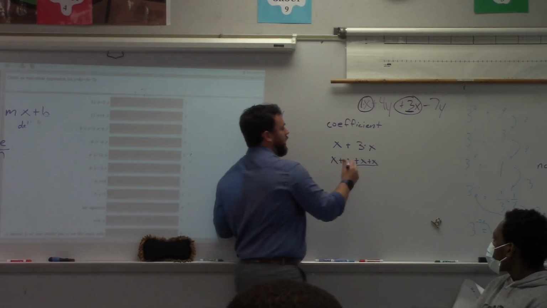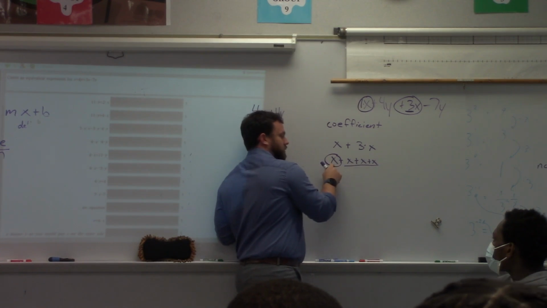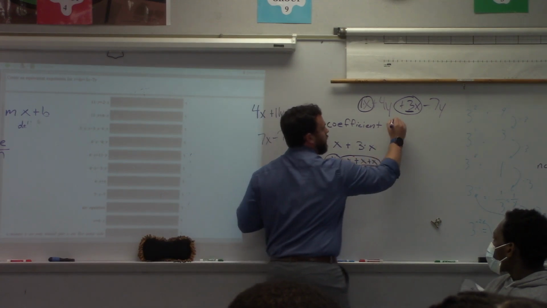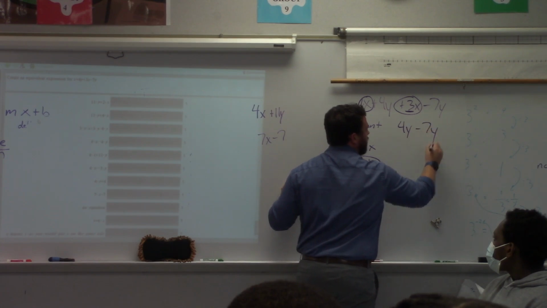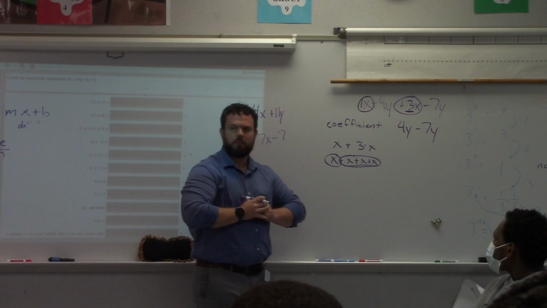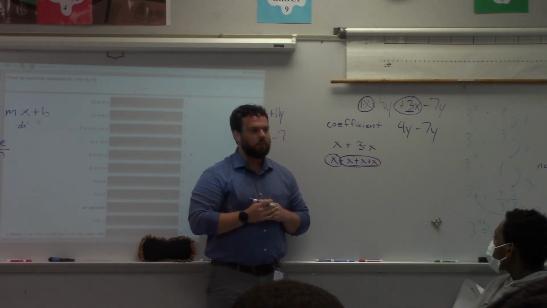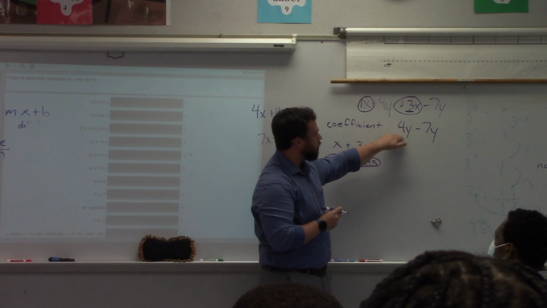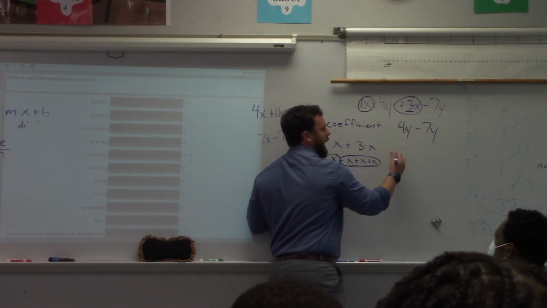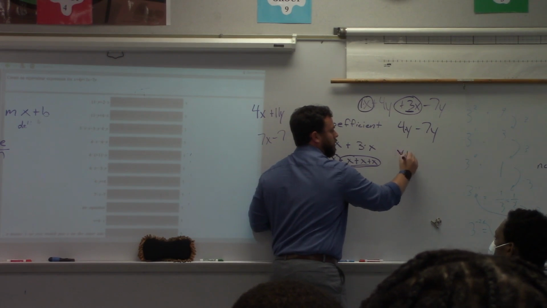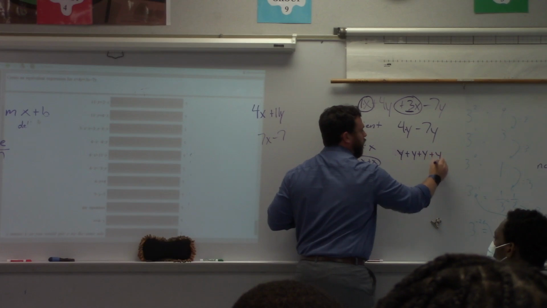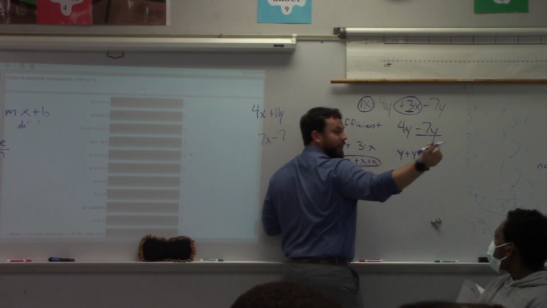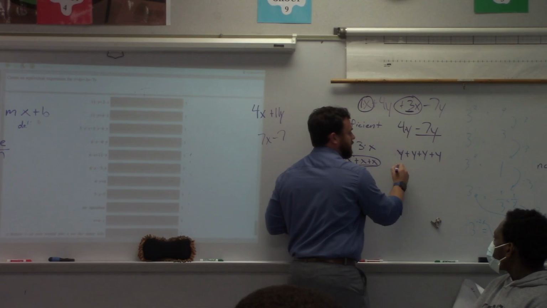Well, it's because literally I have how many x's? 1, and I am adding how many x's? 3. So now I want y'all to think about this 4y minus 7y again. You sure that's 11y? Because what does this 4y actually mean? It means I am adding how many y's? 4. And then what's happening to those 4 y's? I'm subtracting, and I like that language, I'm subtracting 7 y's.